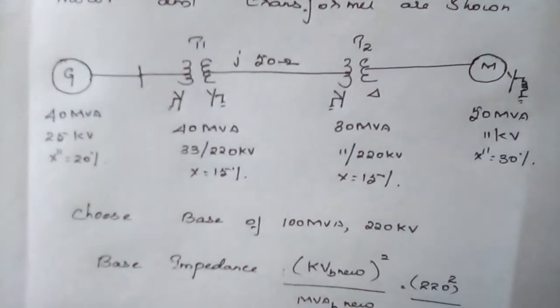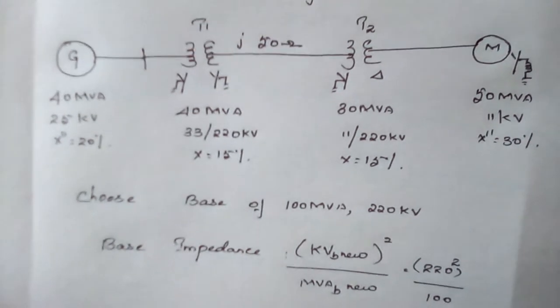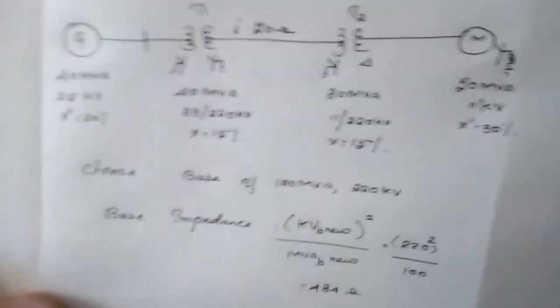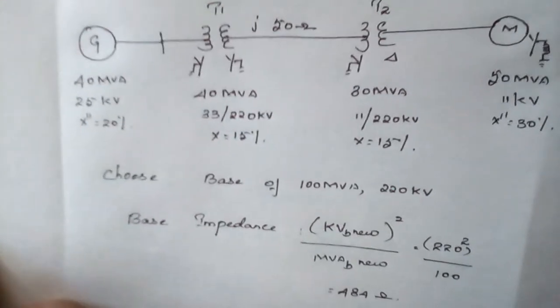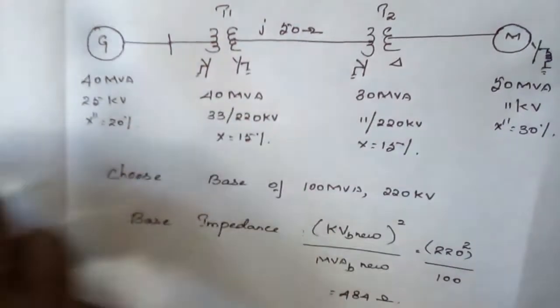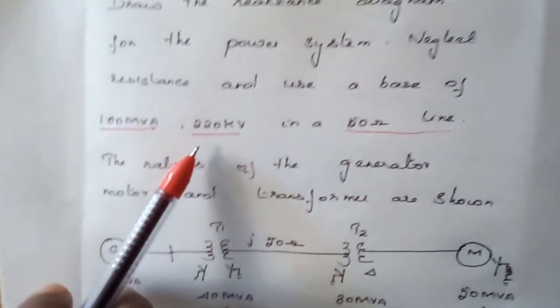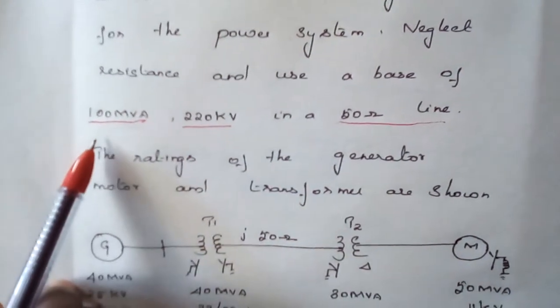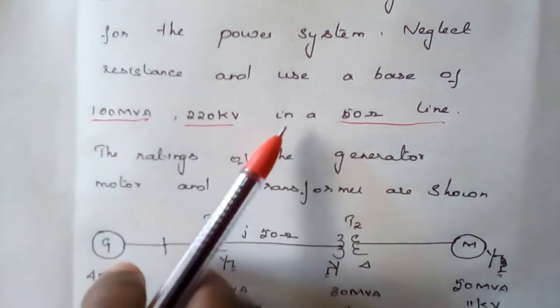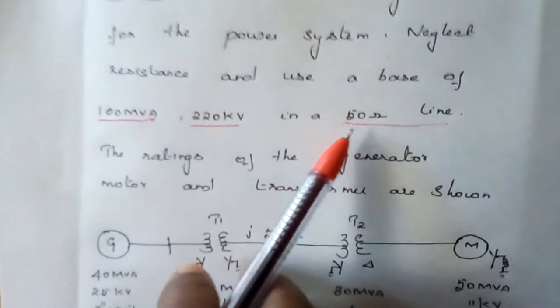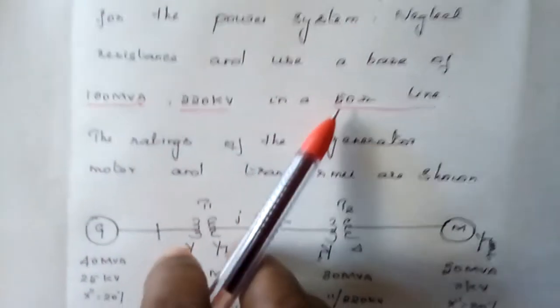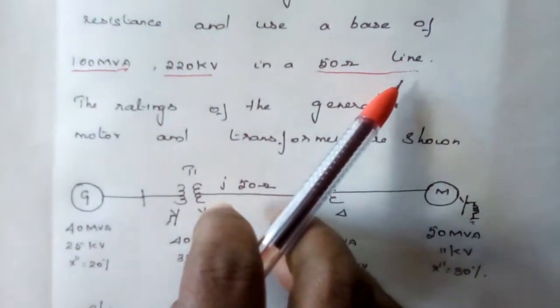So usually, while doing the per unit calculation, there are three steps. First, we need to select the base MVA and the kV value. Here in the problem itself, it is given to use a base of 100 MVA and 220 kilovolt. So we are supposed to use this base for the 50 ohm line. It is specifically given to use this for the 50 ohm line.